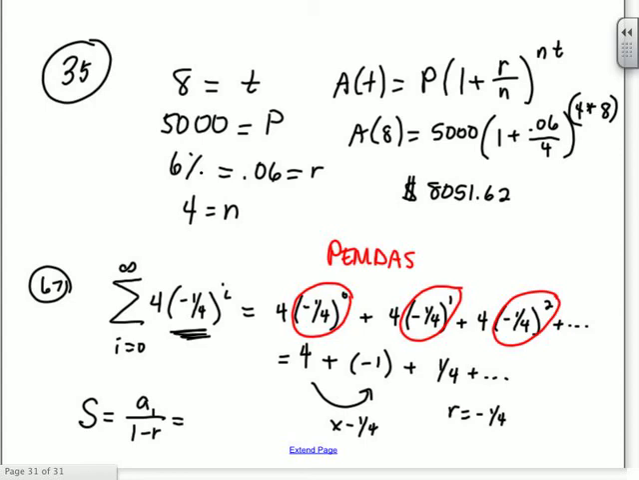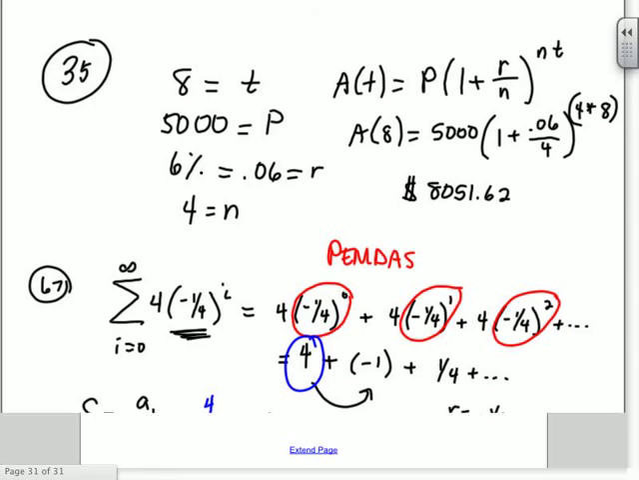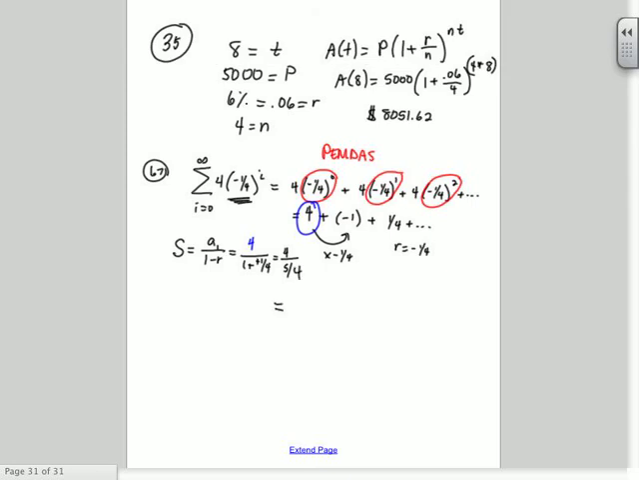So a1 is the first term, which is our 4 value right here, over 1 minus, we said r was negative 1/4. So we have 4 divided by 1 plus 1/4 is 5/4. So 4 divided by 5/4 is 4 times 4/5. So you get 16 over 5. So your answer is 16 over 5, or you could have 3.2.